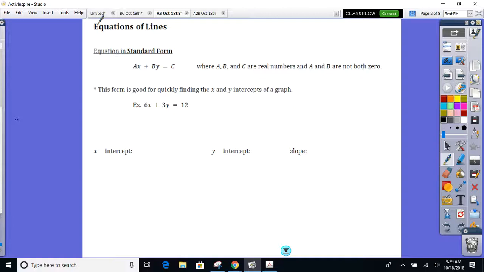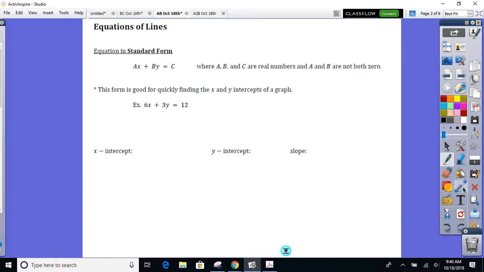Look at the actual example I've given you here. 6x plus 3y equals 12. That is in standard form. Why? Because x and y are on the same side. What I'd like you to get from it, or help me get from it, is the x-intercept, y-intercept, and the slope. X-intercept, that's where this line crosses the what?